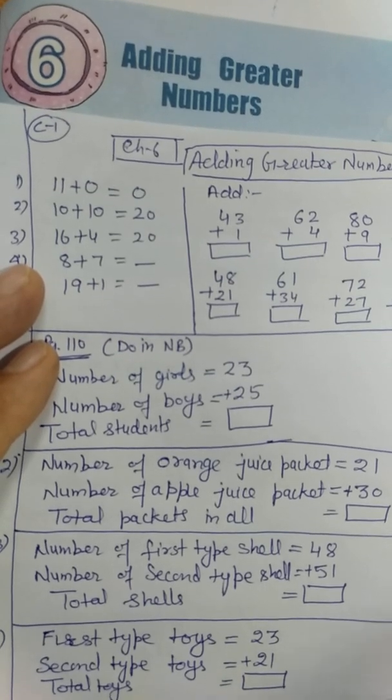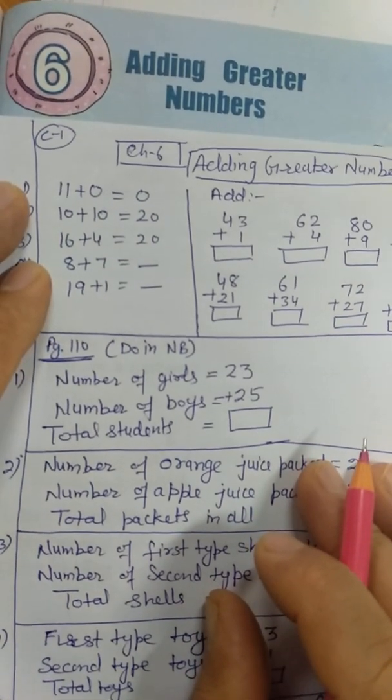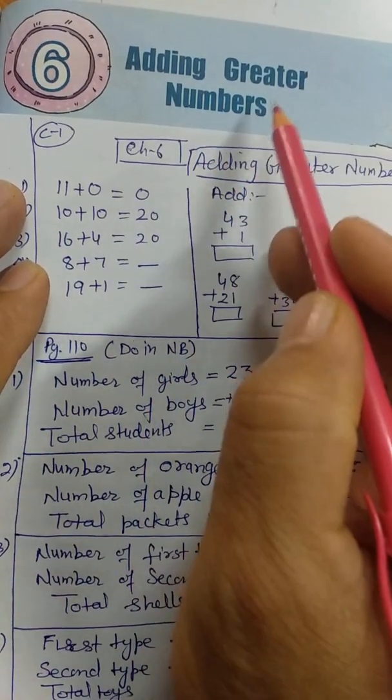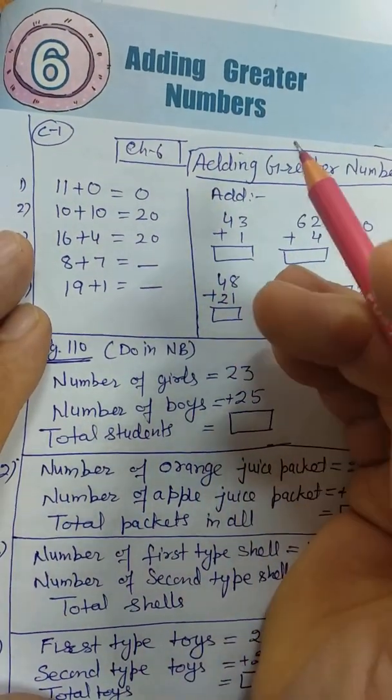Hello everyone. Today your chapter is chapter number 6, adding greater numbers. I will give you an introduction of the chapter. You all know the addition.